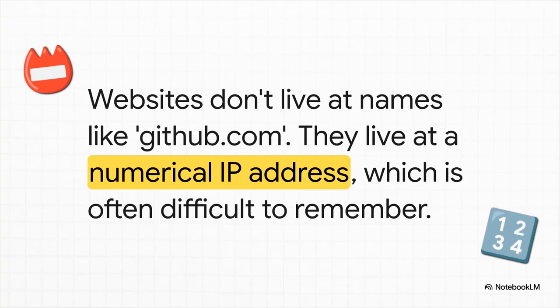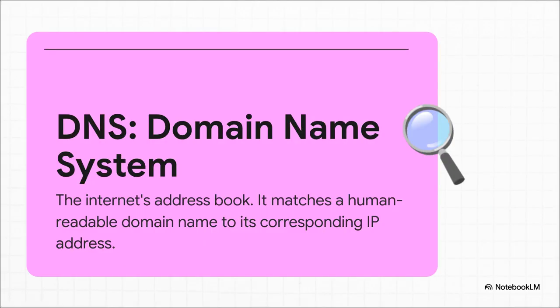Here's the first thing you have to get your head around. Those easy-to-remember names we use, like github.com, those are just convenient nicknames for us humans. The internet itself doesn't use names, it uses numbers. Every single server connected to the internet has a unique numerical address called an IP address. So, how do we get from the name that we can remember to the number that the computers need?